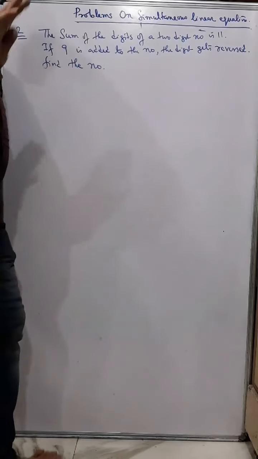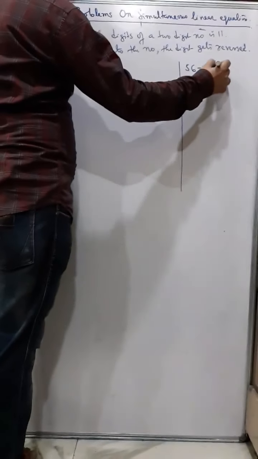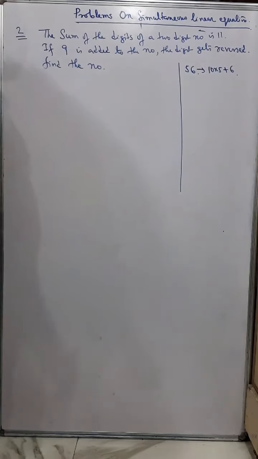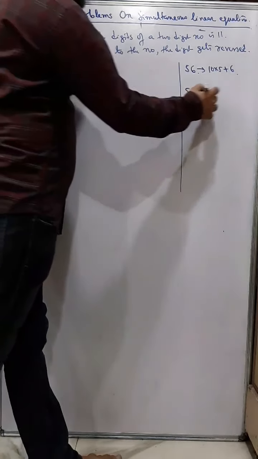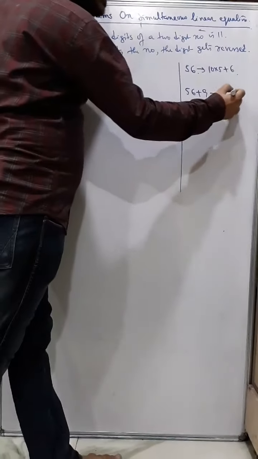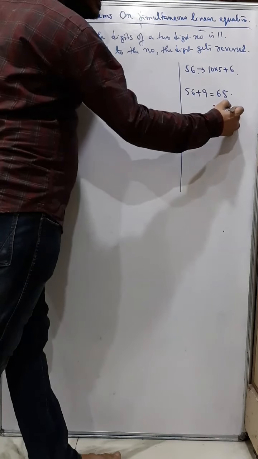Now I know the answer, and therefore just let me explain what they want to say. I know the answer is, suppose 56 is the number. Just try to understand. This is a 2-digit number. Now this 56, how do you write? According to this expansion, I write 10 into 5 plus 6. Now try to understand, if I add 9 to this number, you see what happens? It becomes 65, and now the digits get reversed. That means it becomes 10 into 6 plus 5.